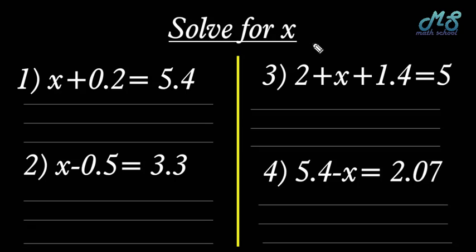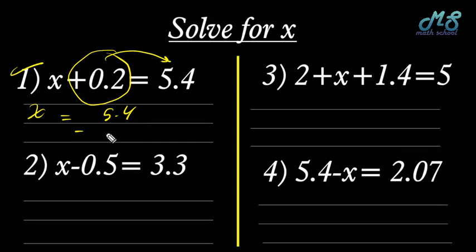Next, solve for x. The first equation is addition equation. X plus 0.2 equals 5.4. The addition equation, to solve the addition equation, we will use the inverse operation. Just circle 0.2 and move it to the other side to be subtracted. We can write x equals 5.4 minus, mister, 0.2. Now the value of x equals what, mister?